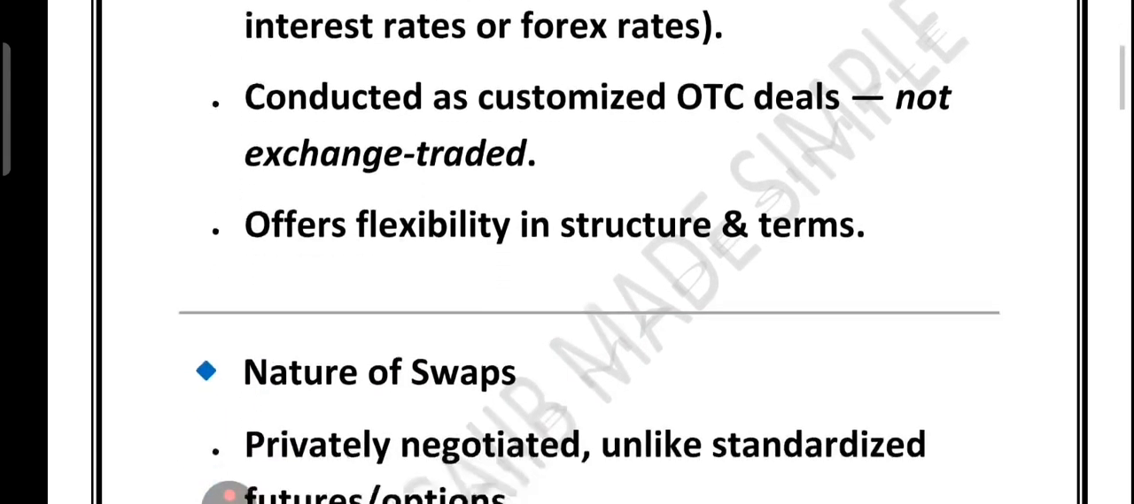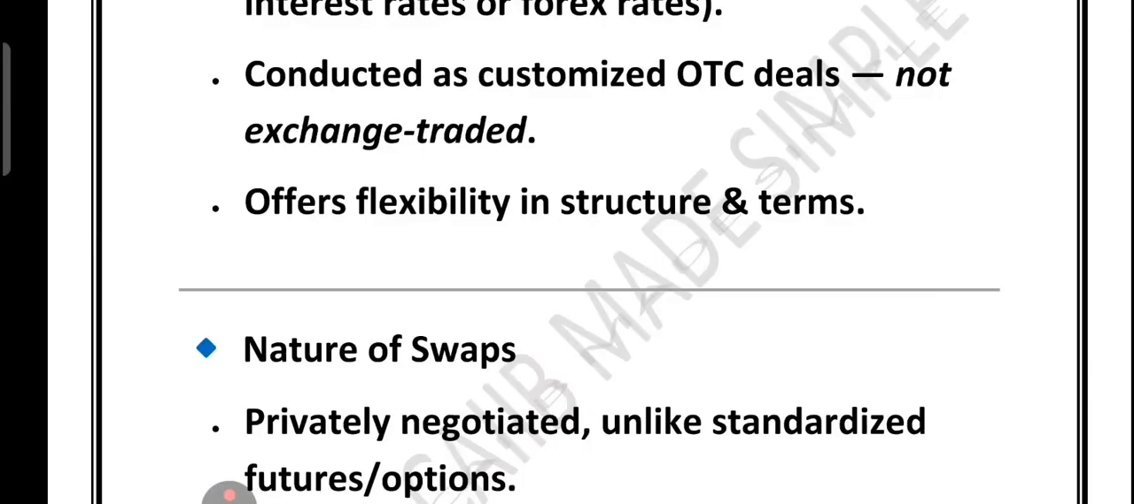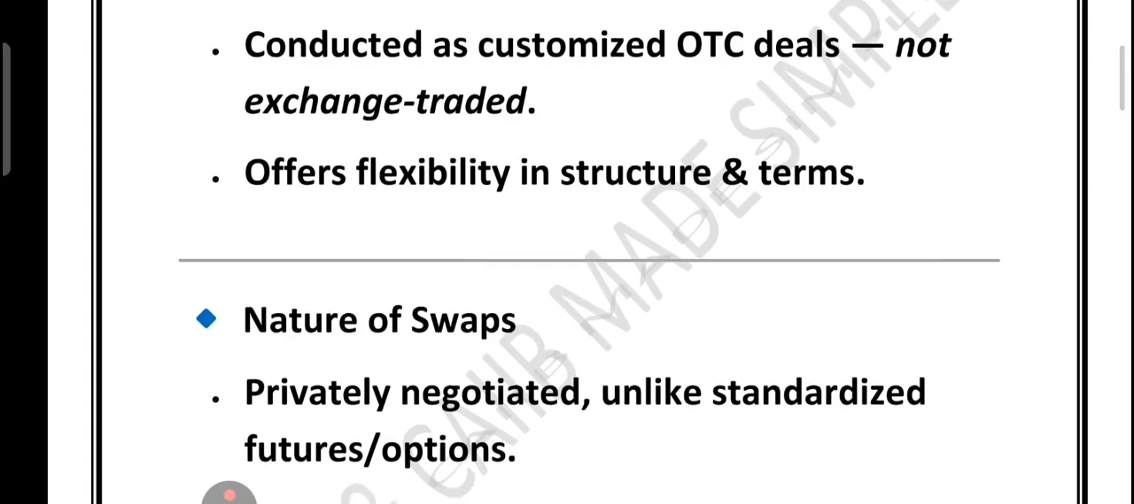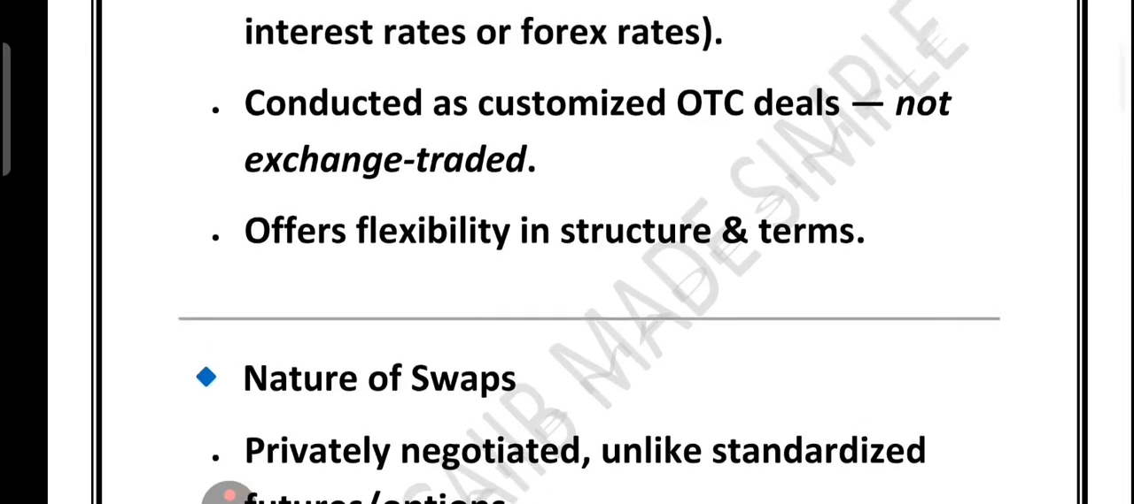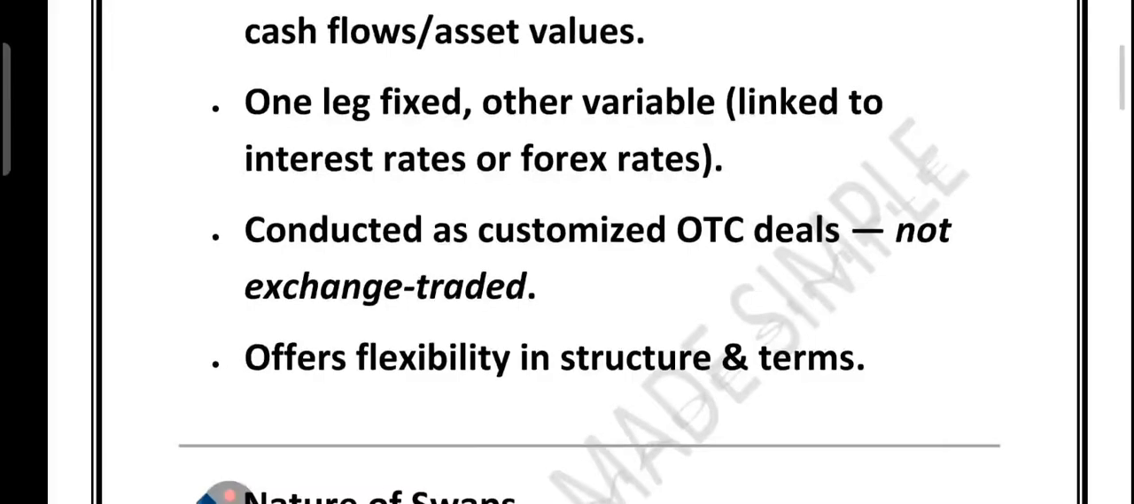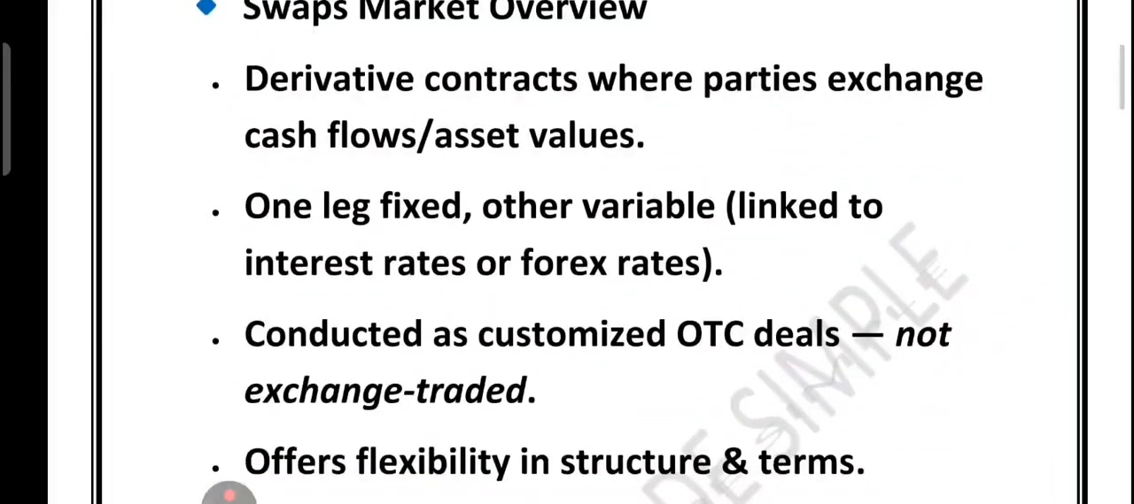And the biggest advantage of the swap is flexibility, right? Which means both sides can design the contract as per their need. In short, we can say swaps help institutions manage risk or adjust cash flow according to changing market conditions. So friends, the points related to swap I just talked about: it is a kind of derivative contract for exchanging cash flow or the asset value.